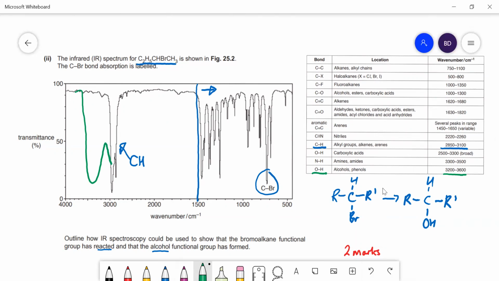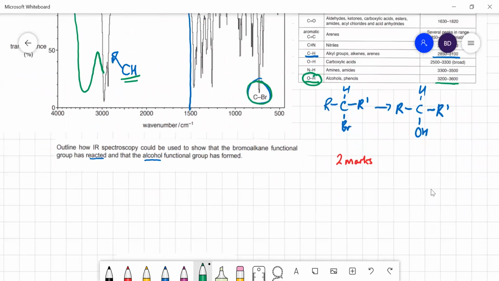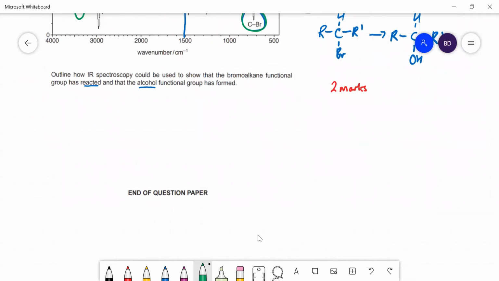Right, and can you see how it's right next door to the CH peak? It's always right next door to there. It's quite easy to spot for that reason. It's fairly broad. There's 2 marks, so you just got to basically say that you'd get a broadish peak appearing in that region, and this peak will disappear. And that is the end of the paper.